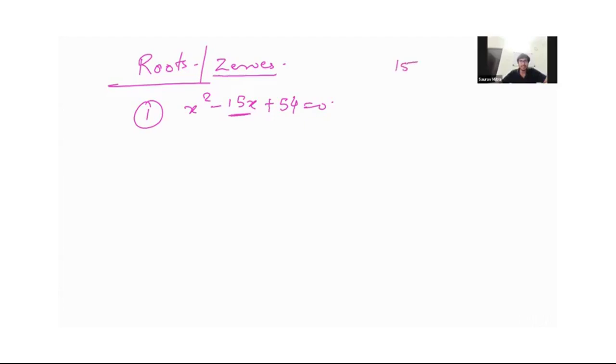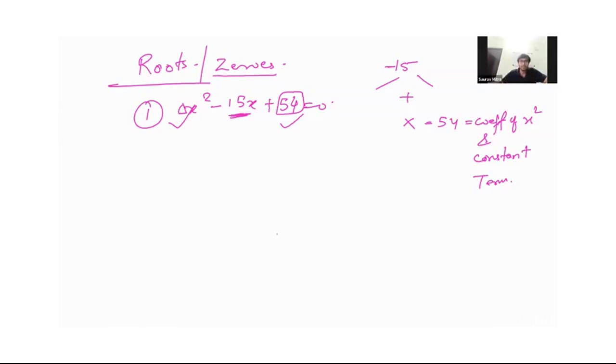We will split this 15 into two parts such that if we add, we get minus 15, and if we multiply, we get 54, the product of the coefficient of x² and the constant term. Once again, on addition we should get the middle term minus 15, and on multiplication we should get the coefficient of x² times the constant term. Clear?